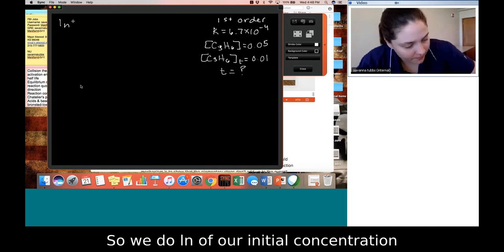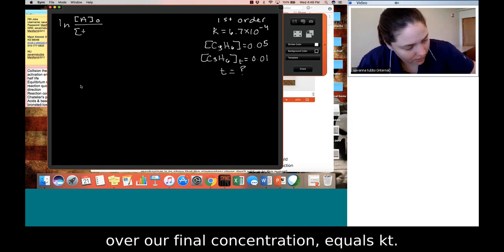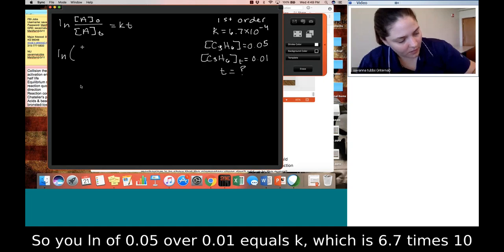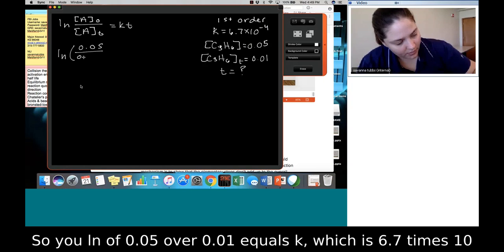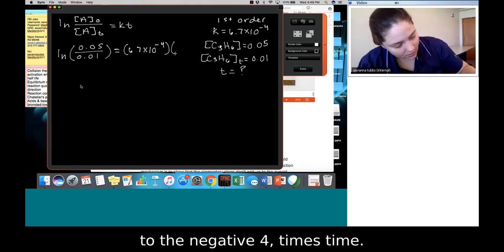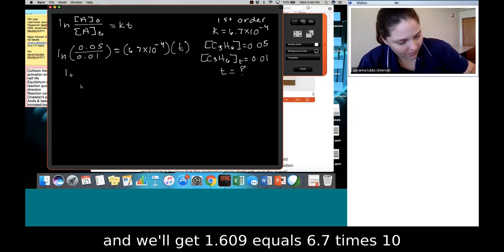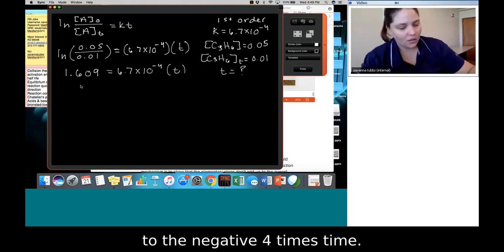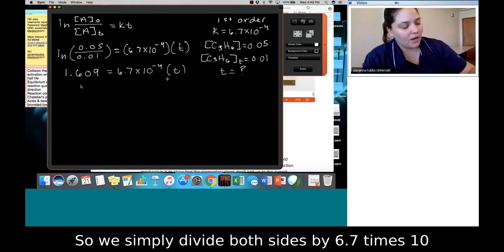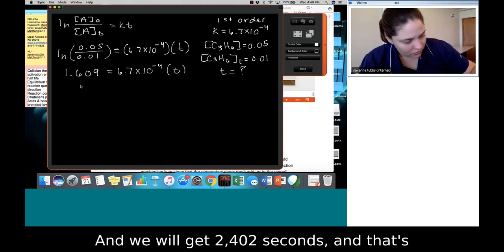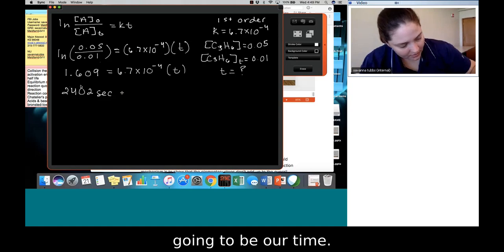So we do ln of our initial concentration over our final concentration equals kt. So we do ln of 0.05 over 0.01 equals k, which is 6.7 times 10 to the negative 4, times time. So we can plug everything on our left side in, and we get 1.609 equals 6.7 times 10 to the negative 4 times time. We then can divide using algebra, so we simply divide both sides by 6.7 times 10 to the negative 4, and we will get 2,402 seconds, and that's going to be our time.